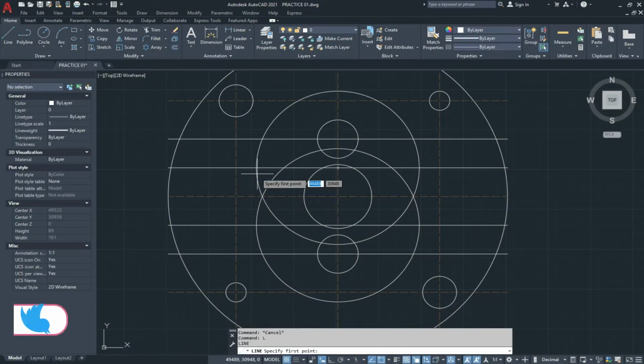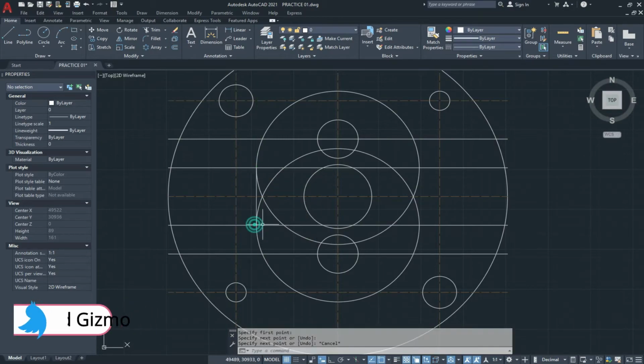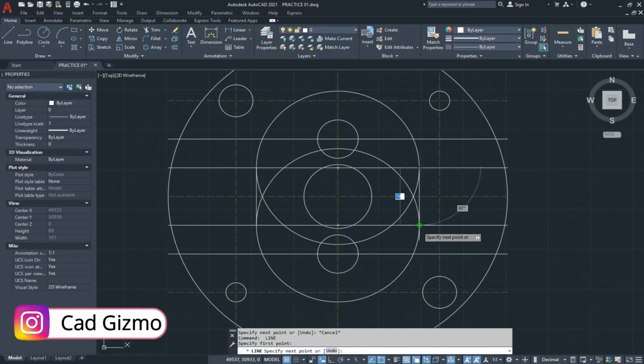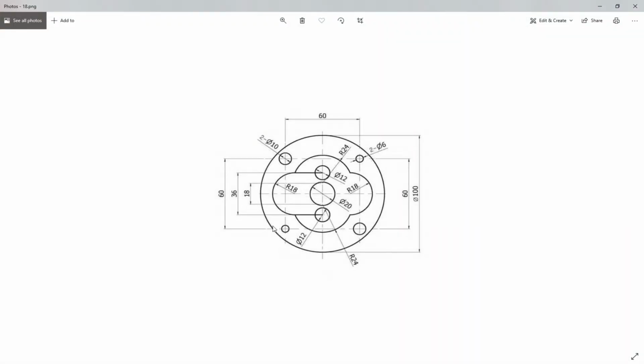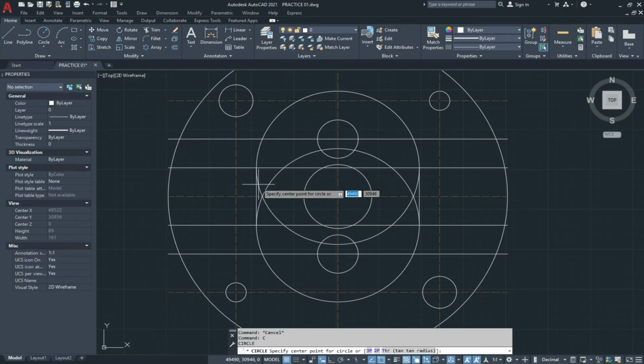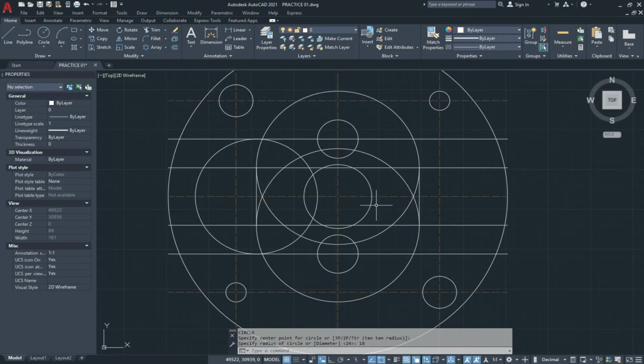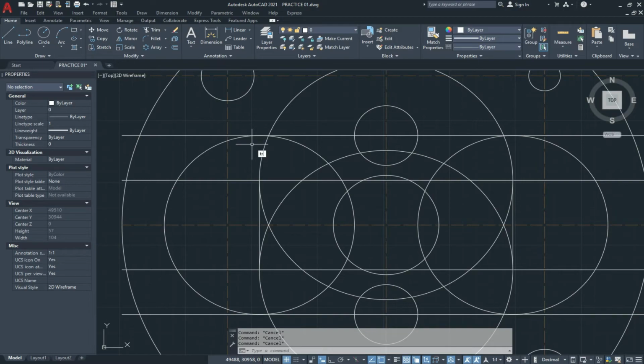Now we draw a line like this and make this circle 18 units. Radius is 18 units, like this, and trim it.